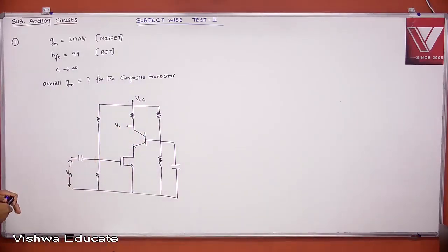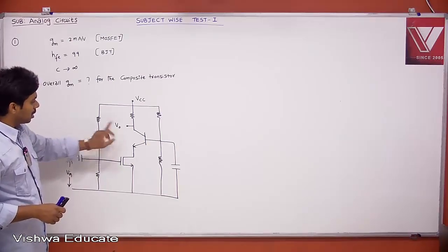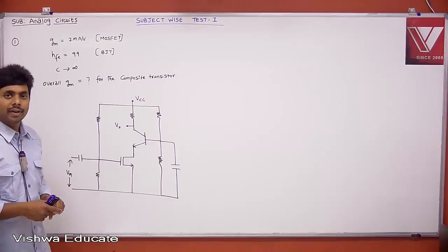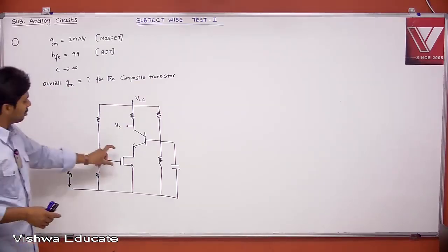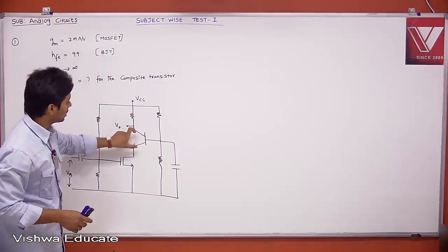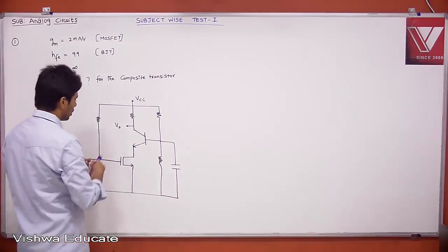Now, when I say this is my input voltage and this is your output voltage, it is asking for this combination, what is the effective transconductance or overall transconductance? The GM of MOSFET is 2 milliampere per volt, and HFE of your transistor is 99. Therefore, it is a composite transistor.